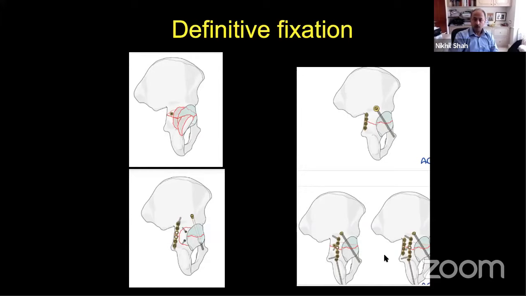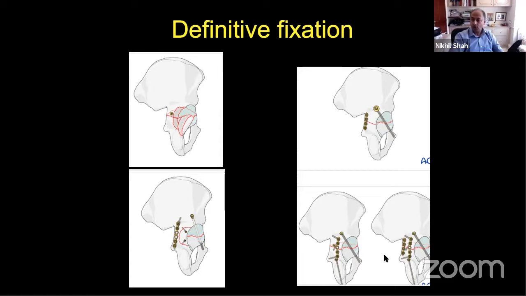Once you have reduced your marginal impaction, the wall piece goes back and it can be held temporarily with K wires. I like to use spring plates where there is a lot of comminution, or interfragmentary screws if you get a single piece. And then the first plate is a smaller plate on the posterior edge of the column, usually just anterior to the greater sciatic notch, and the second plate will then go on the wall.